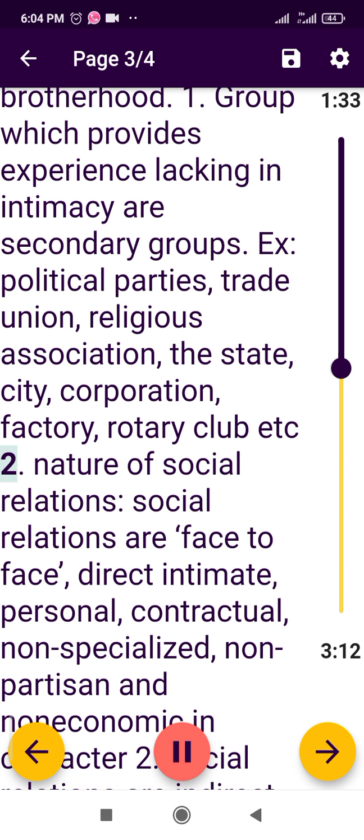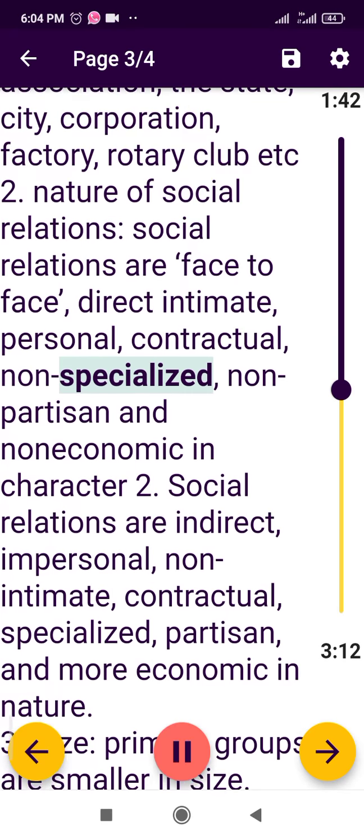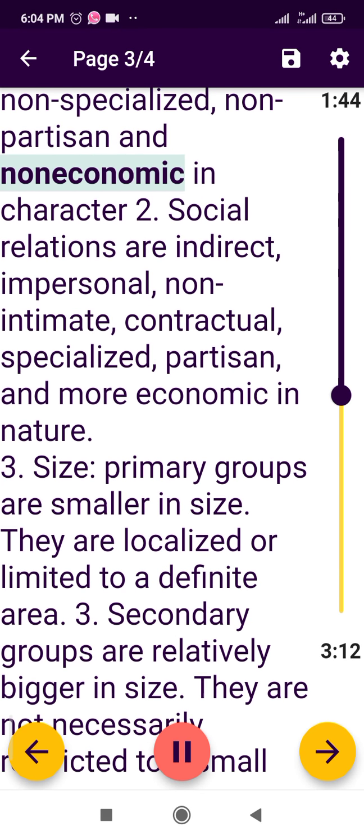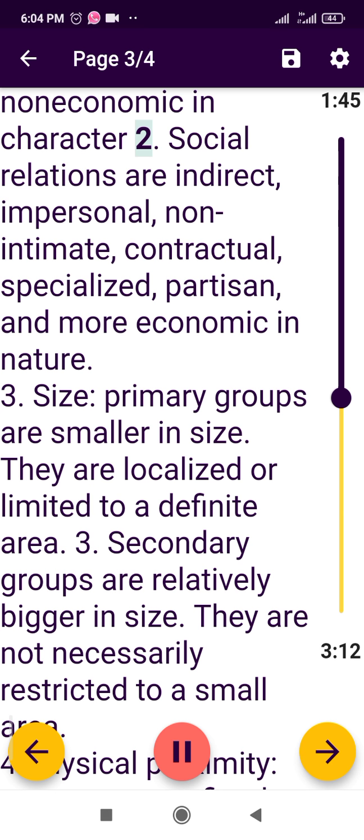2. Nature of social relations. Social relations are face-to-face, direct, intimate, personal, non-contractual, non-specialized, non-partisan and non-economic in character. 2. Social relations are indirect, impersonal, non-intimate, contractual, specialized, partisan, and more economic in nature. 3. Size. Primary groups are smaller in size. They are localized or limited to a definite area.